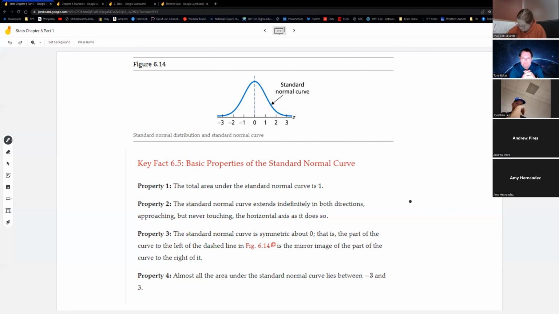Any questions on what that curve looks like and how the properties of it work before we start doing some problems with it?